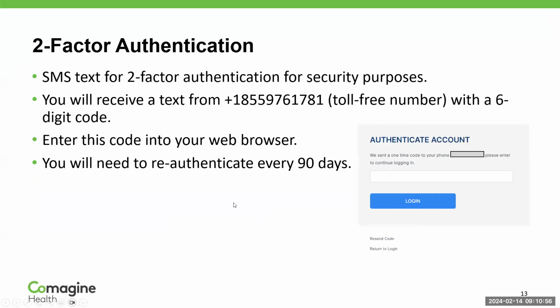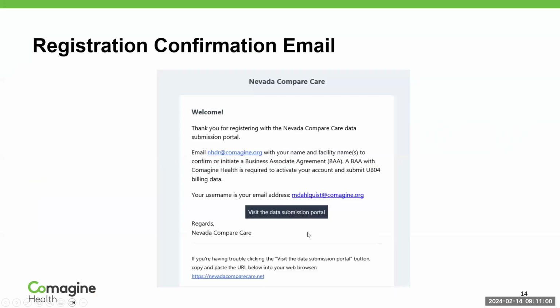Okay, so once you register and put in all that information, you will receive an email confirmation saying that you've been registered. This email requests that you email our address here with your name and facility name to confirm that you have a BAA on file.